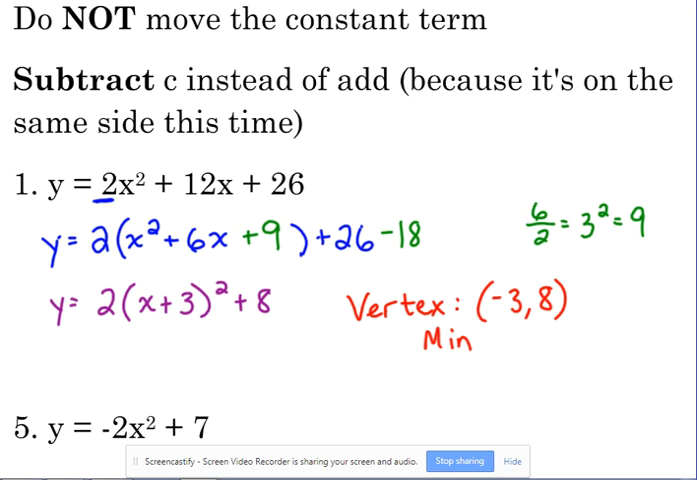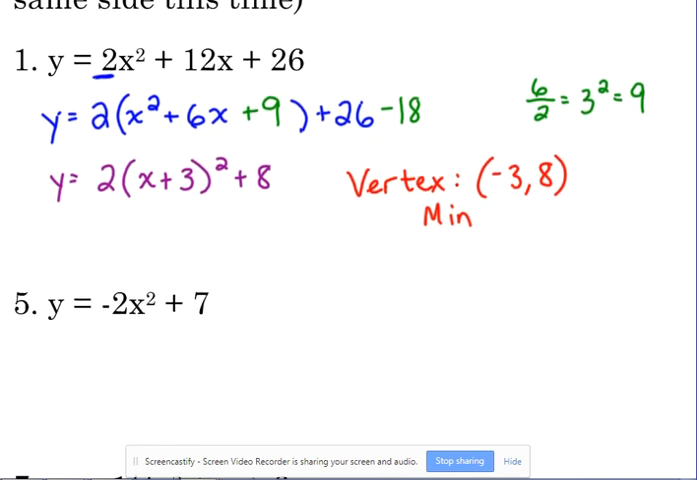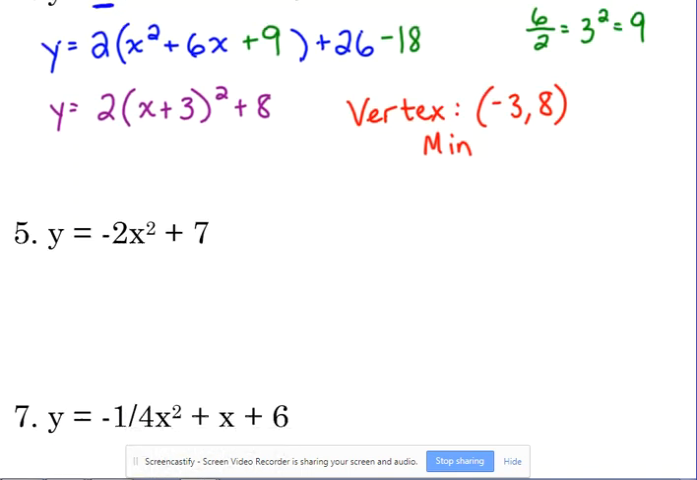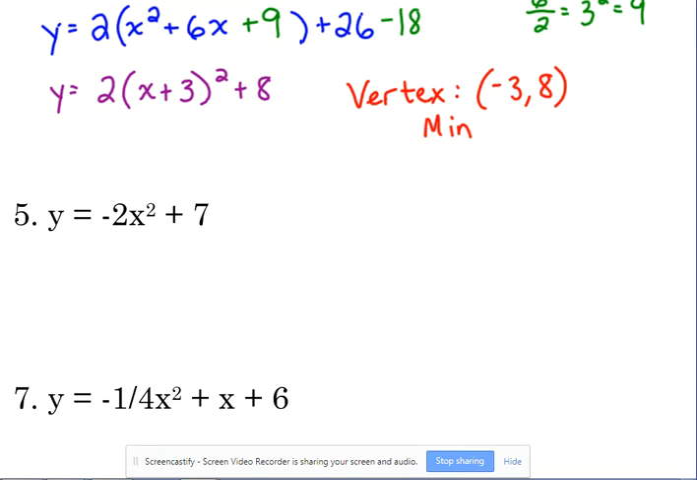Okay? So let's do another one. Let's look at number 5. Number 5 is y equals -2x squared plus 7. Are we missing something that all of our other equations have? We're missing a linear term.